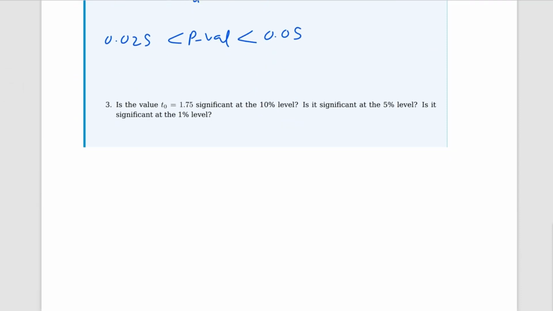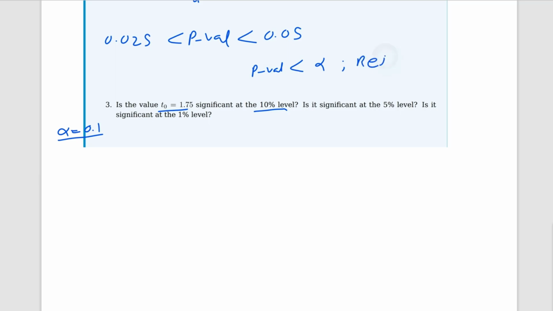Here is the value T naught 1.75. Is it significant at the 10% level? 10% level means alpha equals 0.1. Now, how do we check whether it is significant, or whether H0 is rejected or not? So, how do we know that? If the p-value is less than alpha, we say what?